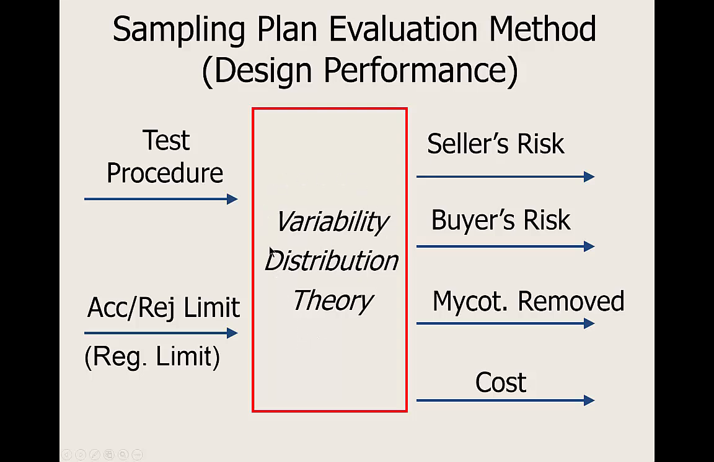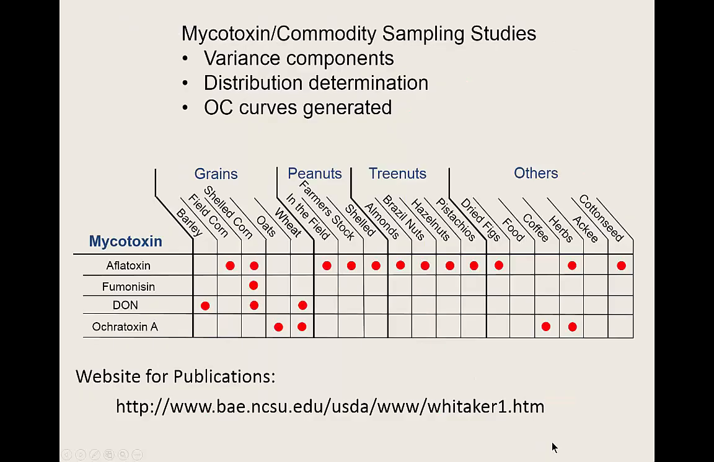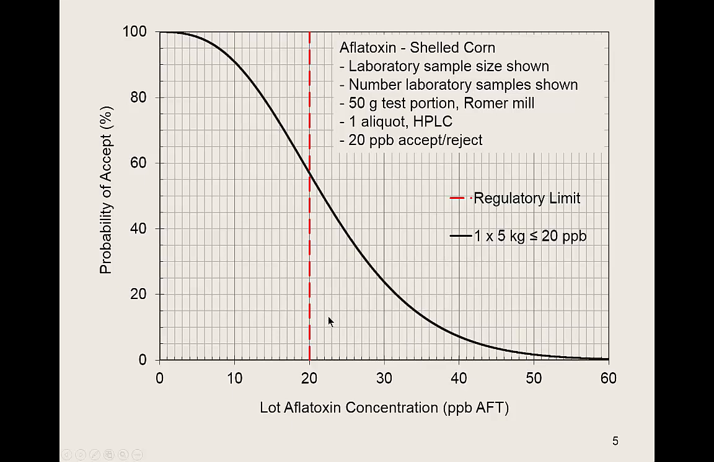So how many of these variability distribution models are available in the tool? Well, this is a chart or table showing the experiments done on various commodity mycotoxin combinations, and all of these are in the tool. Again, the tool can create an operating characteristic curve for any mycotoxin testing plan.